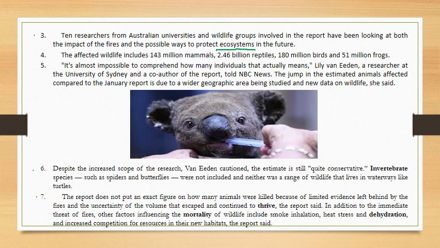The report said, in addition to the immediate threat of fires, other factors influencing the mortality of wildlife include smoke inhalation, of course, that could be deadly because of inhaling CO and CO2, heat stress and dehydration, when you lose all the water in your body, and increased competition for resources in their new habitats, the report said.